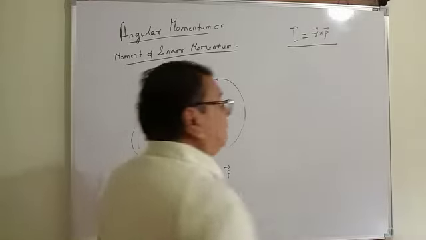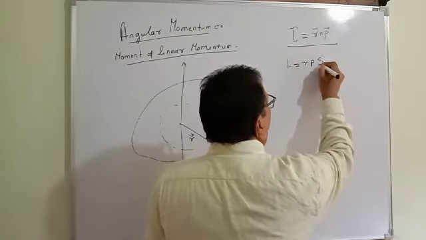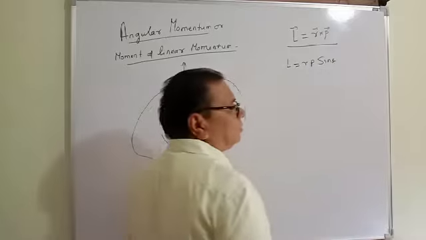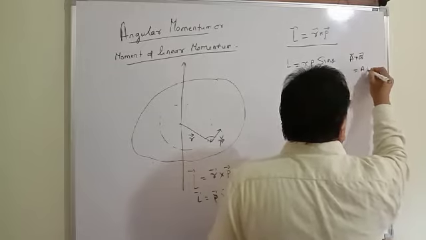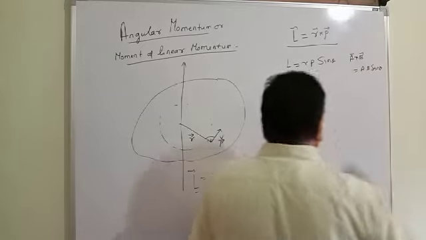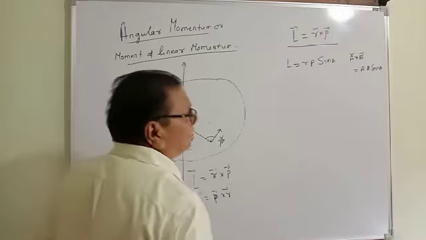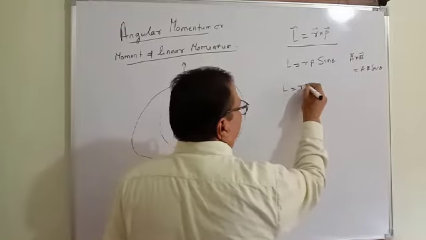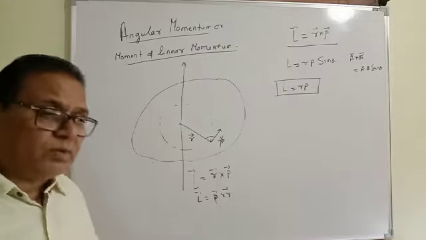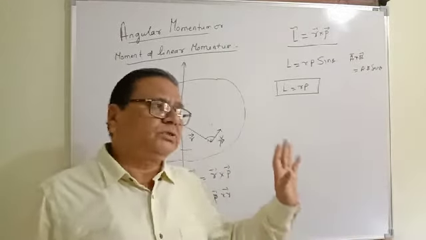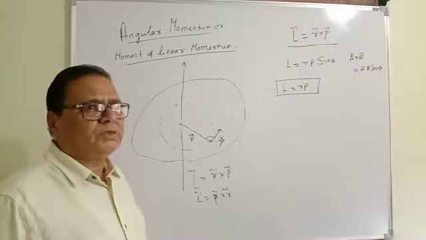And only in magnitude it can be expressed as L is equal to Rp sin theta, because according to the vector product, A bar cross B bar is equal to AB sin theta. But in this case the angle between R and P bar is 90 degrees, sin 90 is 1, therefore L is equal to Rp. So the magnitude of angular momentum in rotational motion is L is equal to Rp.